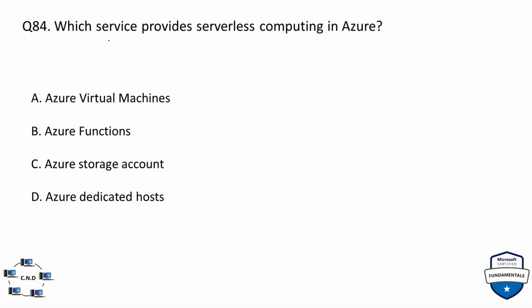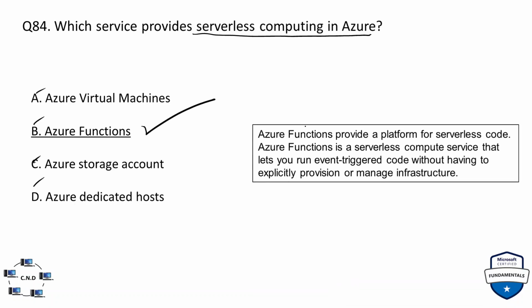Question number 84 is that which service provides serverless computing in Azure? The options are A, Azure Virtual Machines, B, Azure Functions, C, Azure Storage Account, and D, Azure Dedicated Hosts. And the correct option is the Azure Functions. So the Azure Functions provide a platform for serverless code. Azure Functions is a serverless compute service that lets you run event-triggered code without having to explicitly provision or manage infrastructure.